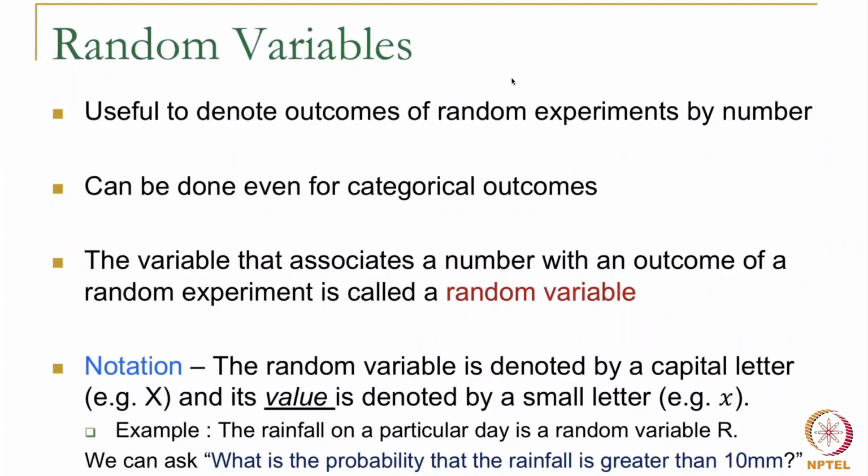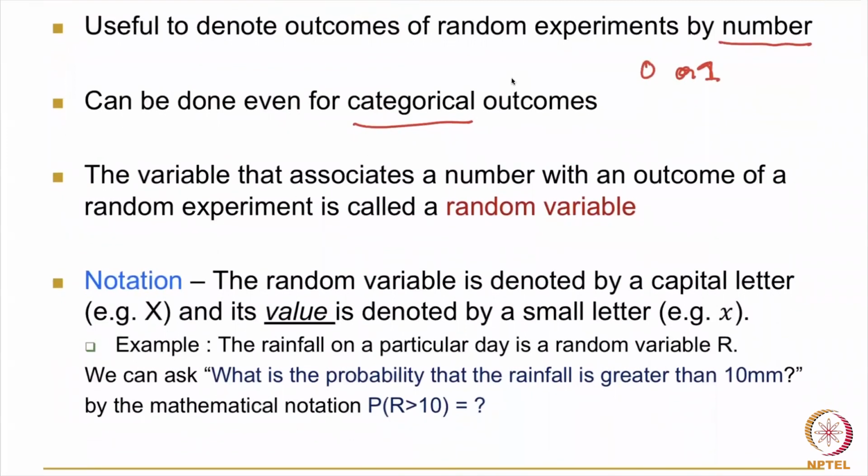Within inverse heat transfer, and generally in engineering and science, we deal with numbers. So a random variable is, instead of saying heads or tails, we would actually want to denote outcomes with an actual number. For example, heads or tails is what a categorical outcome means, two categories. We can call it 0 or 1. The variable associates a number with an outcome of a random experiment.